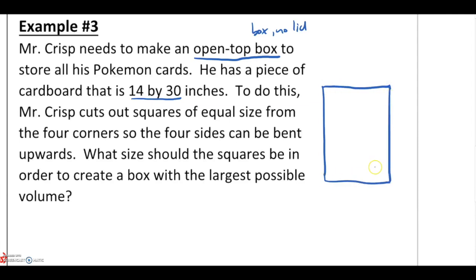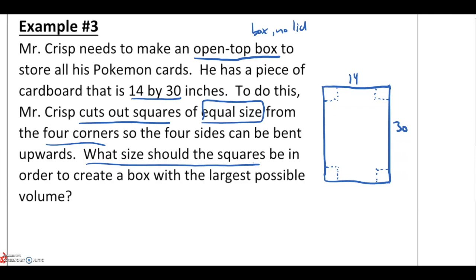So I've got this piece of cardboard that is 14 by 30. Now, in order to make this into a box, what I'm going to do is I'm going to cut squares of equal size from the four corners so that I could fold four sides up and turn this into a box. And hopefully you'll be able to visualize that. What I'm going to do is I'm going to take a pair of scissors, cut the same exact square off each corner so I can make this into a nice rectangular box. Problem is, I don't know what size the squares need to be.